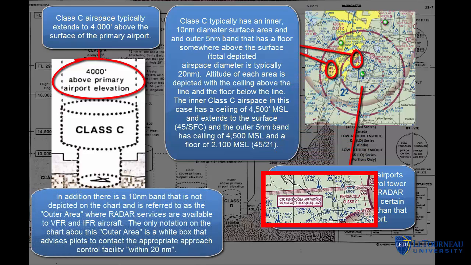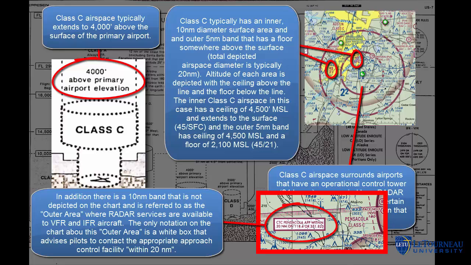In addition, there is a 10 nautical mile band that is not depicted on the chart and is referred to as the outer area, where radar services are available to VFR and IFR aircraft. The only notation on the chart about this area is a white box that advises pilots to contact the appropriate approach control facility within 20 nautical miles.